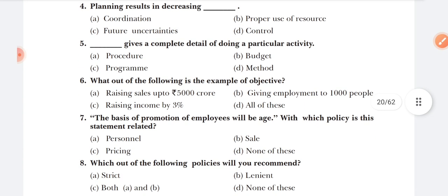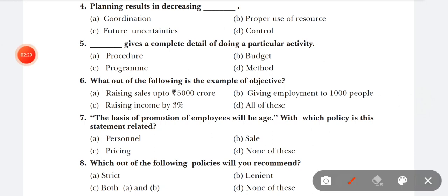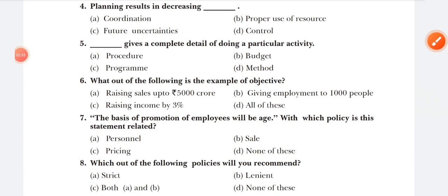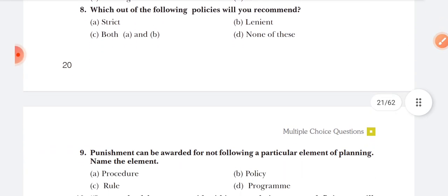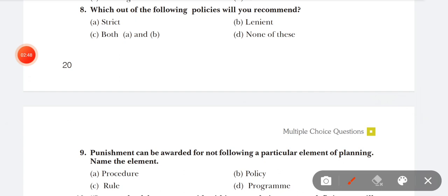Now question 8. Which out of the following policies will you recommend? And the correct option of this question is option C, both A and B. Now question 9. Punishment can be awarded for not following a particular element of planning. Name the element. And the correct option of this question is option C, rule.